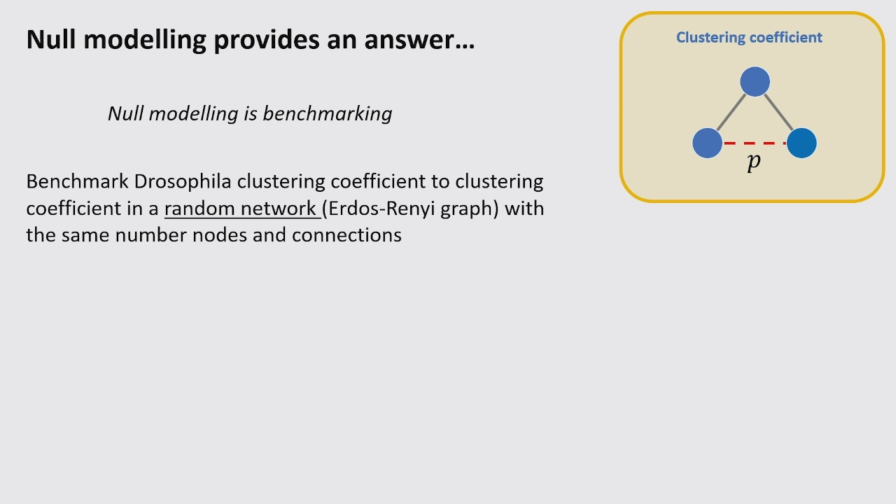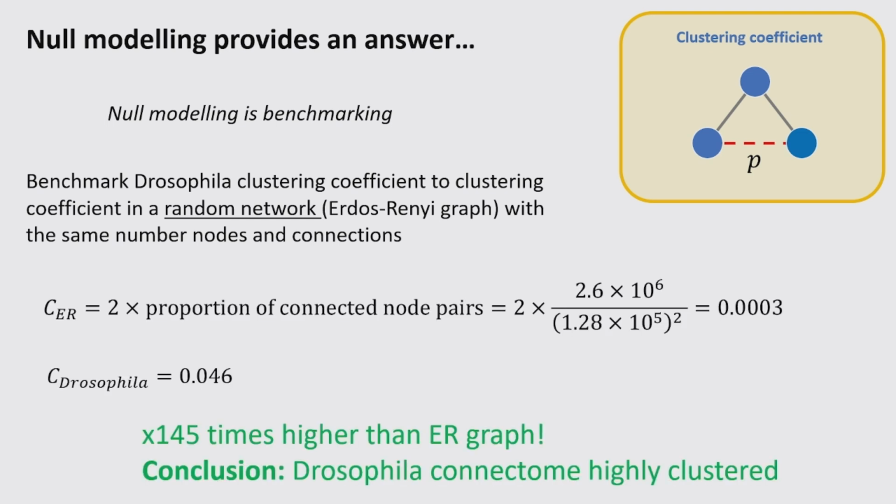Okay, so going back to null modeling, the simplest kind of null model is a random network, otherwise known as an Erdos-Renyi graph. This is really just a random network that has the same number of nodes and the same number of connections as our actual connectome. We can compute the clustering coefficient in that random network and compare it to our actual connectome. Lin and colleagues actually did this for Drosophila, and they found that in an ER graph, in a random graph, the average clustering coefficient is 0.0003.